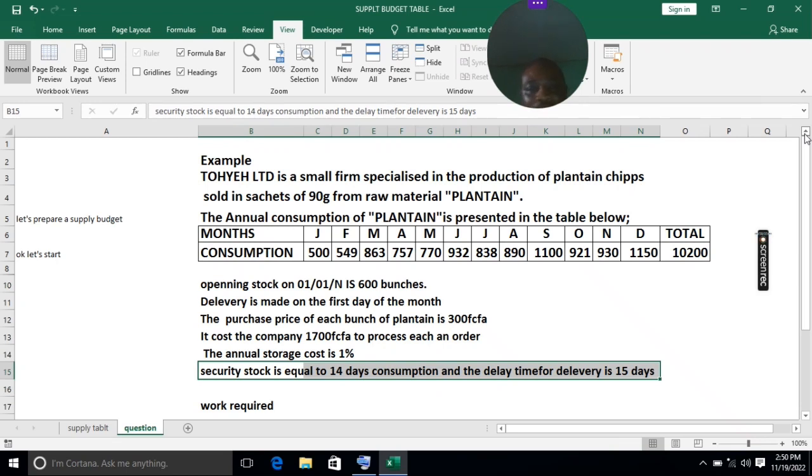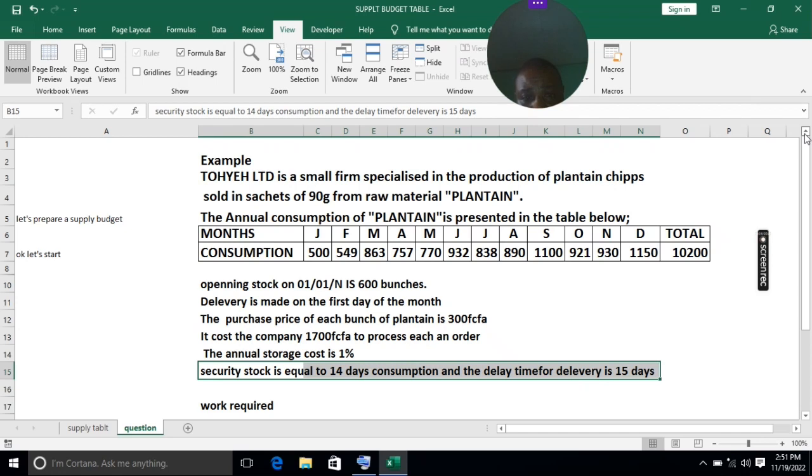We have the table there. The first row is named months, and the months run from January to December. Then you also see the consumption. The consumptions are there, January 500, right up to December. Then the total consumption for the annual, bunches.